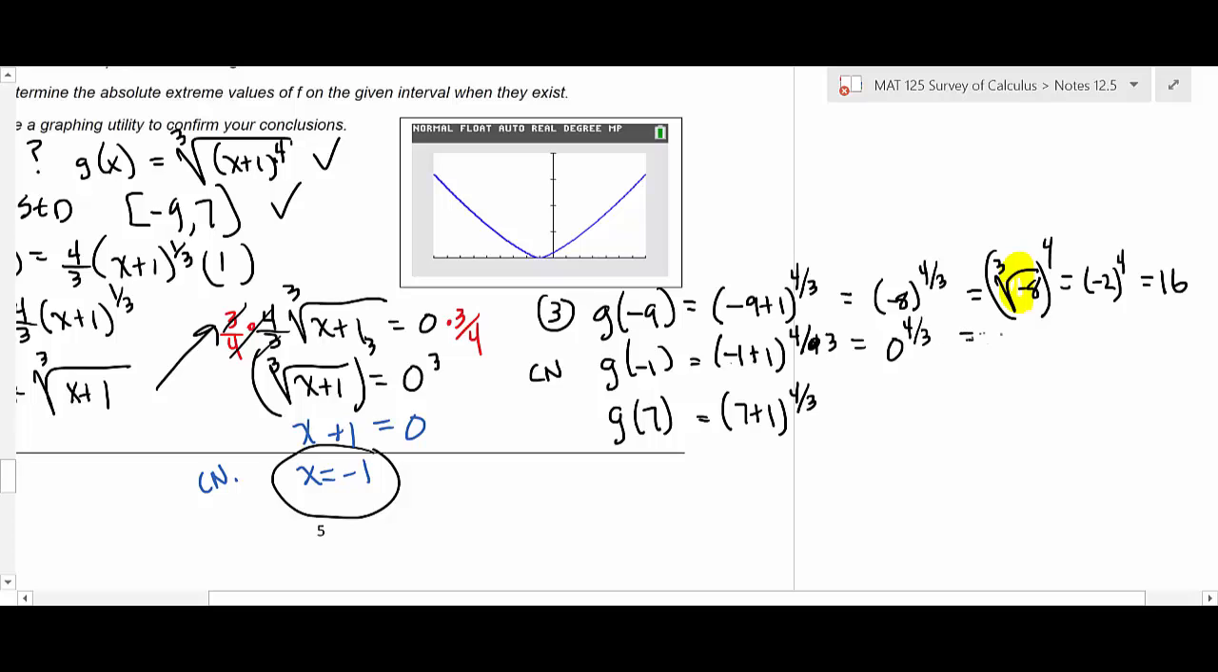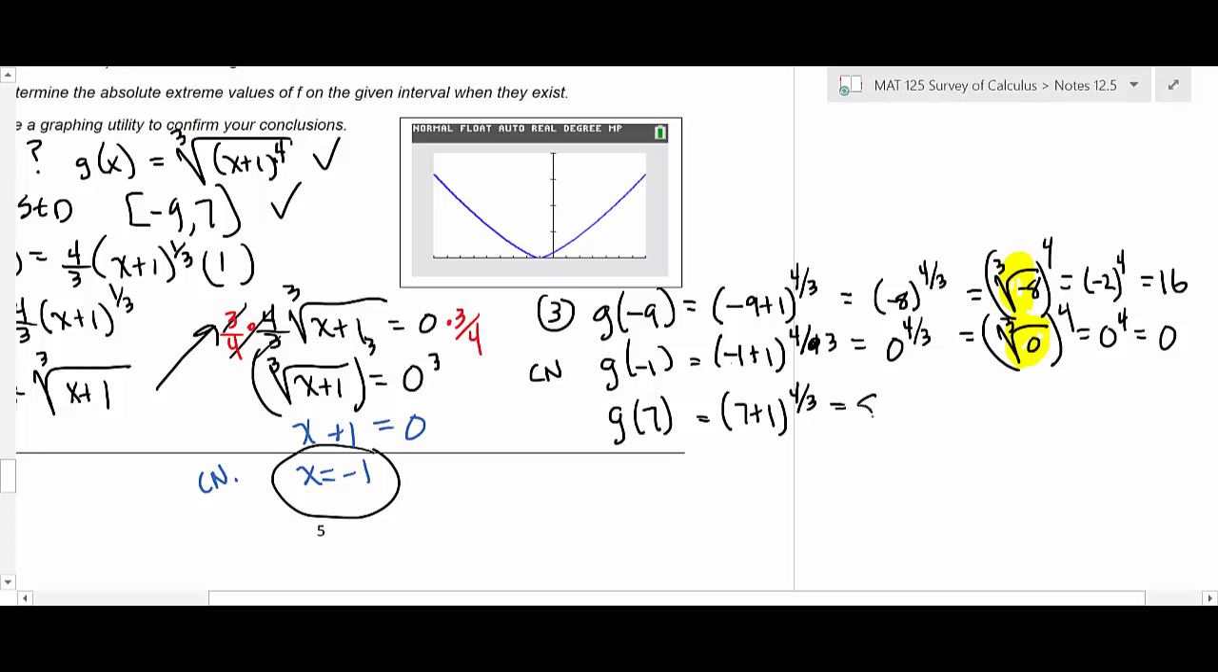Okay, the next one, you have -1 plus 1, so that is 0 to the 4/3. Well, that really is cube root of 0 all to the 4th. Okay, what's the cube root of 0? 0. What's 0 to the 4th? 0. Okay, you got that. Okay, do the next one.